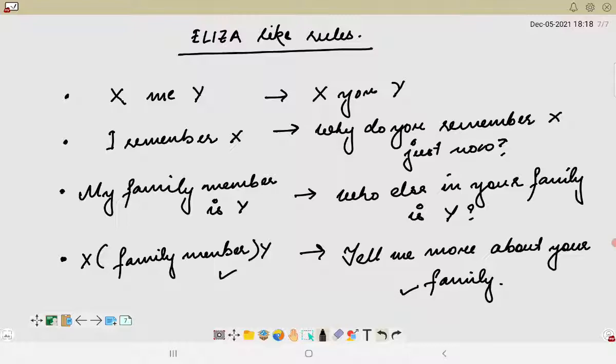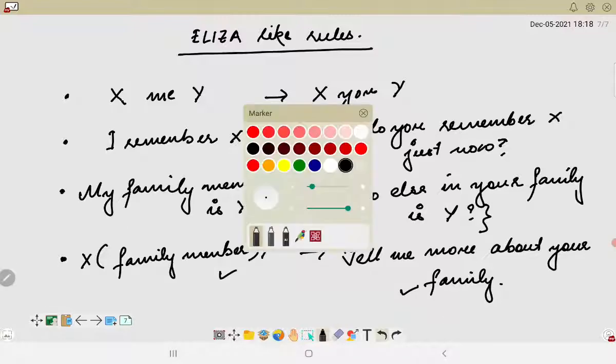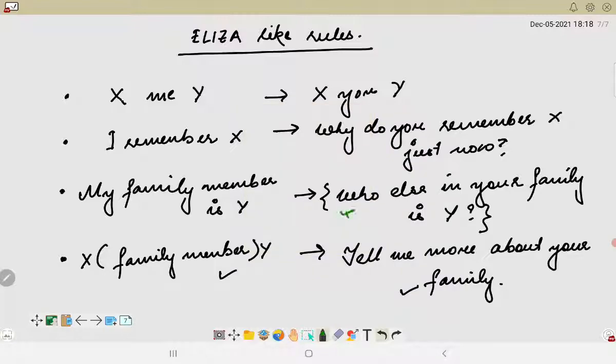And a single rule can match a large number of sentences, like, who else is in your family. If we are considering this particular rule, then it might be matched against, my family member is Y. So my cousin is Y, my brother is Y, my sister is Y. A lot of sentences could be matched against just one rule, which is, who else in your family is Y.